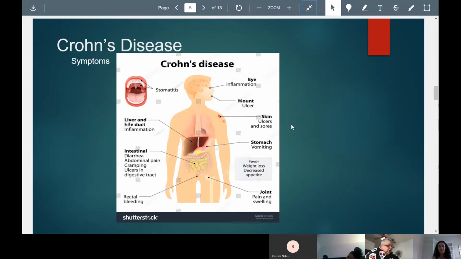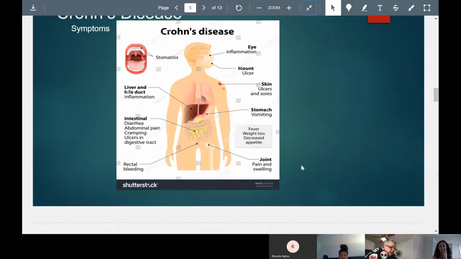Next is just a little chart with the symptoms on it. They can have inflammation, ulcers in their mouth, liver and bile duct inflammation. Intestinal, they'll have problems like diarrhea, abdominal pain, cramping, ulcers in the digestive tract, rectal bleeding. They'll have joint pain and swelling. They'll have fever, weight loss, and a decreased appetite, vomiting, ulcers and sores, ulcers in the mouth, ulcers on the skin.